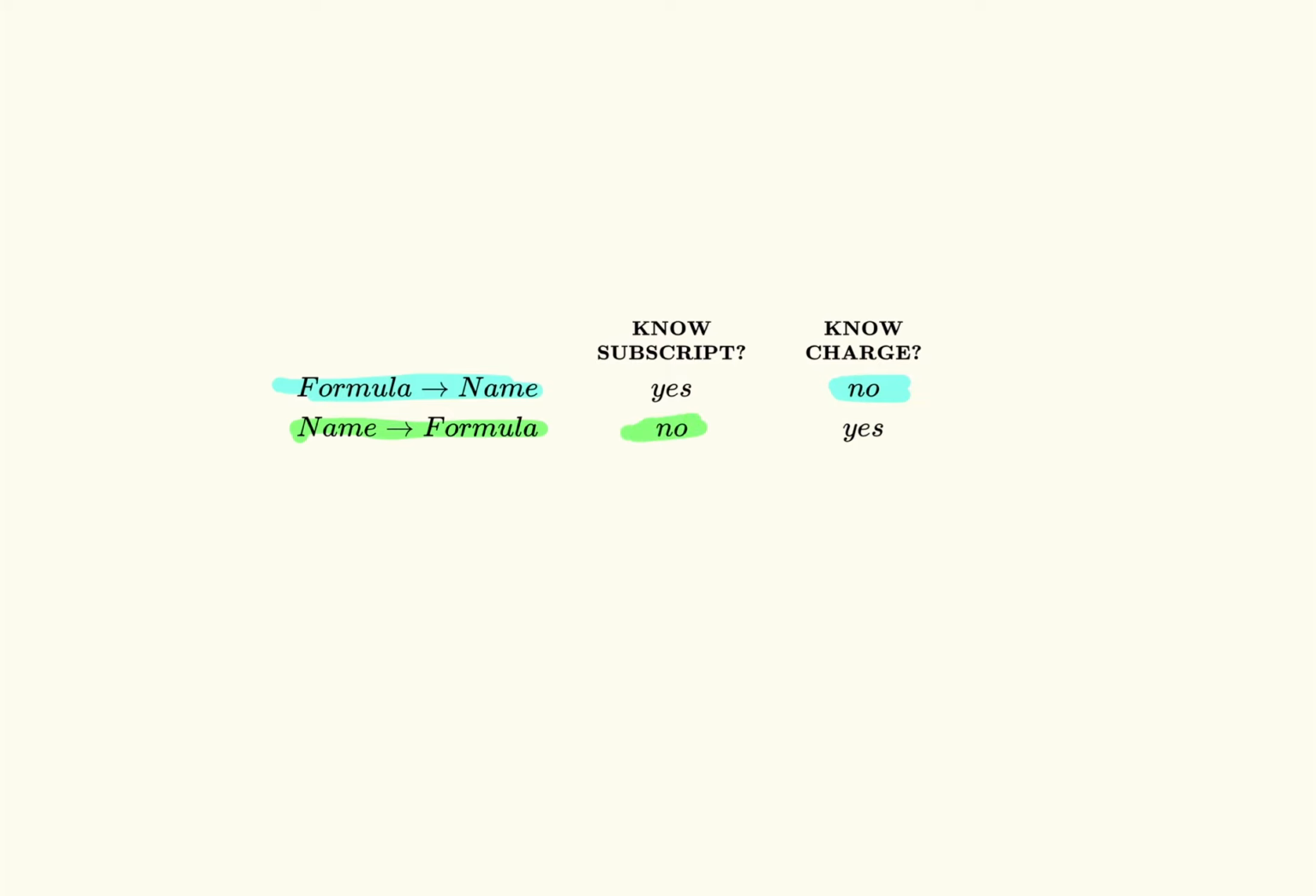You don't know the formula. So, on an exam, when you're doing formula to name conversions, you need to think to yourself, do I need to calculate the charge? Because that's what I don't know. On the other hand, when you have name to formula problems, you don't know the subscript. So, depending on what type of nomenclature problem you have, that will determine what it is that you are searching for so that you can complete that problem successfully.